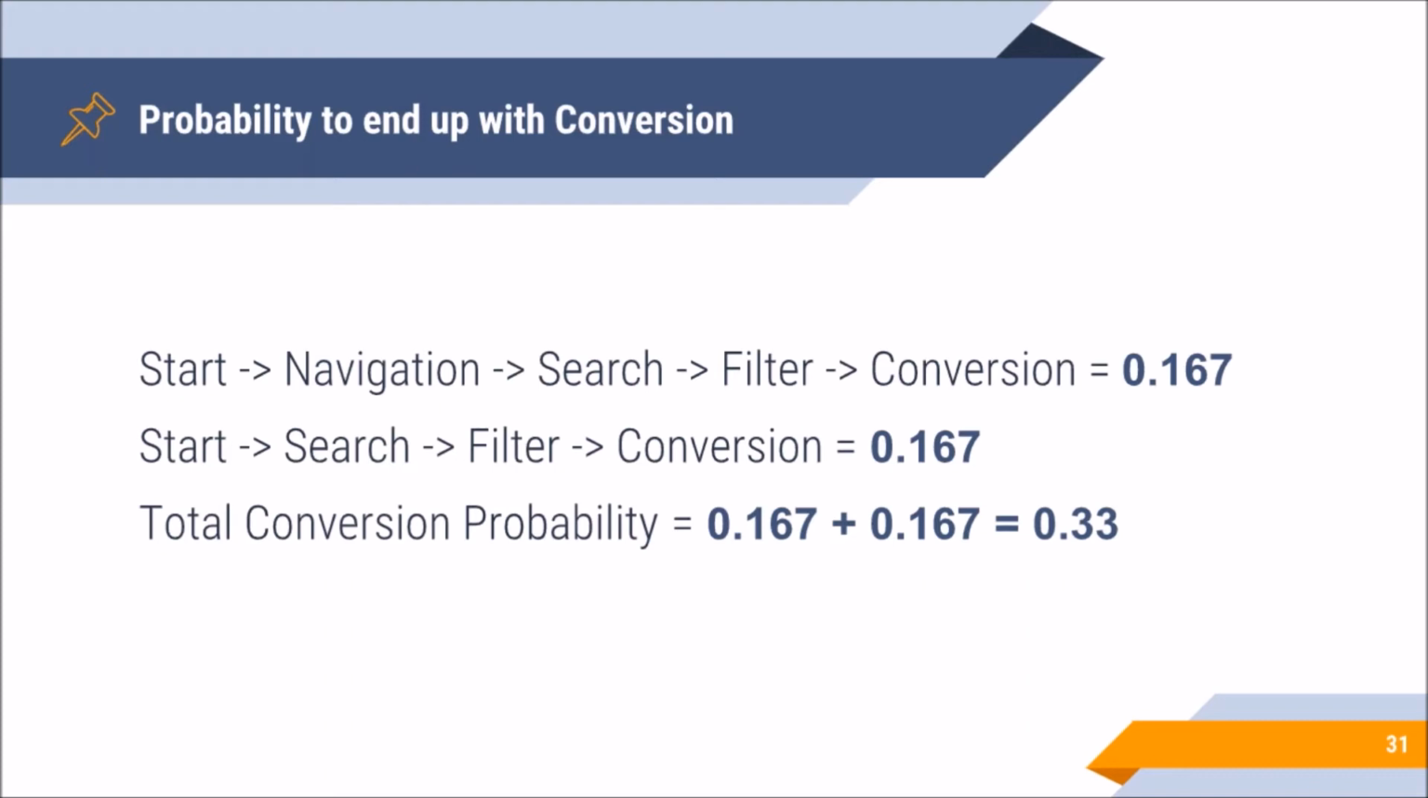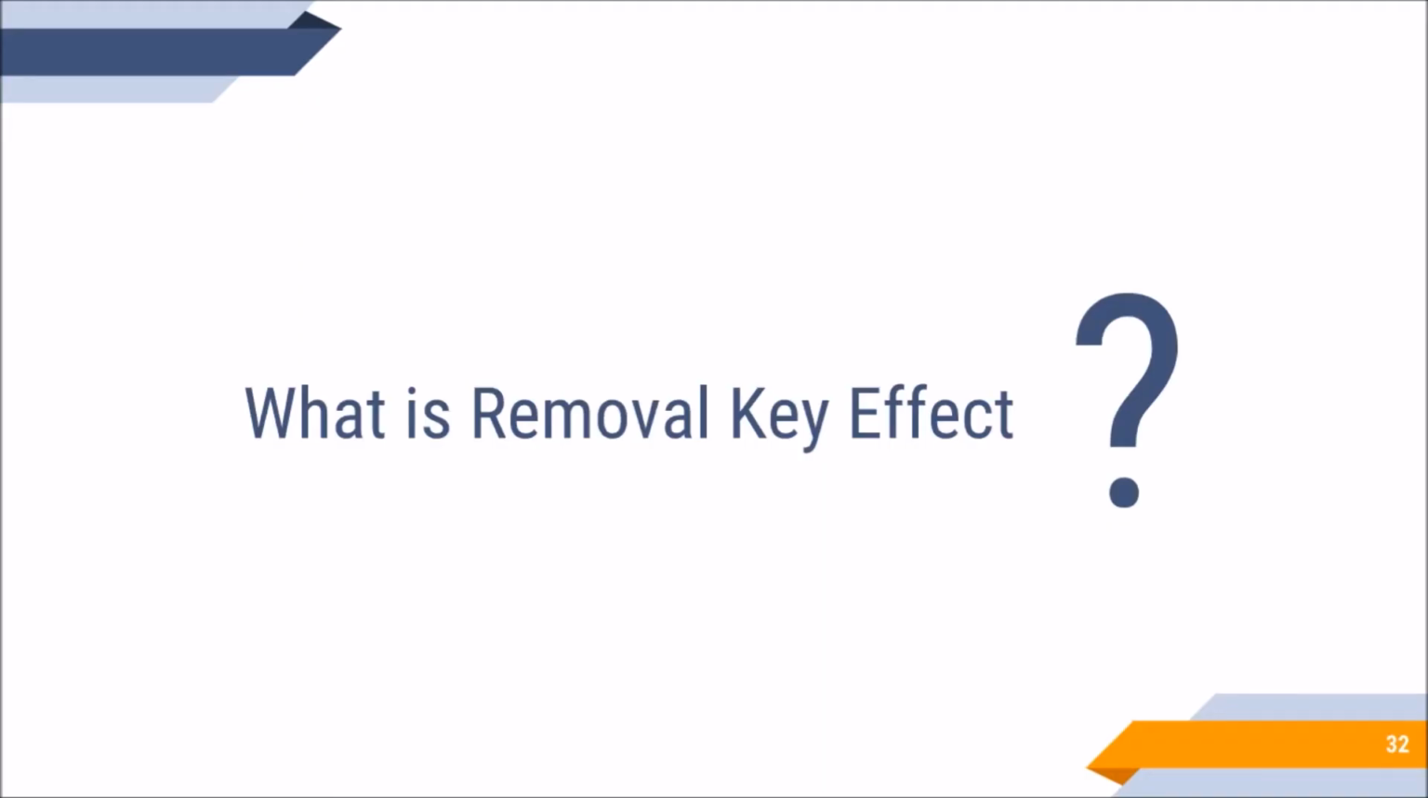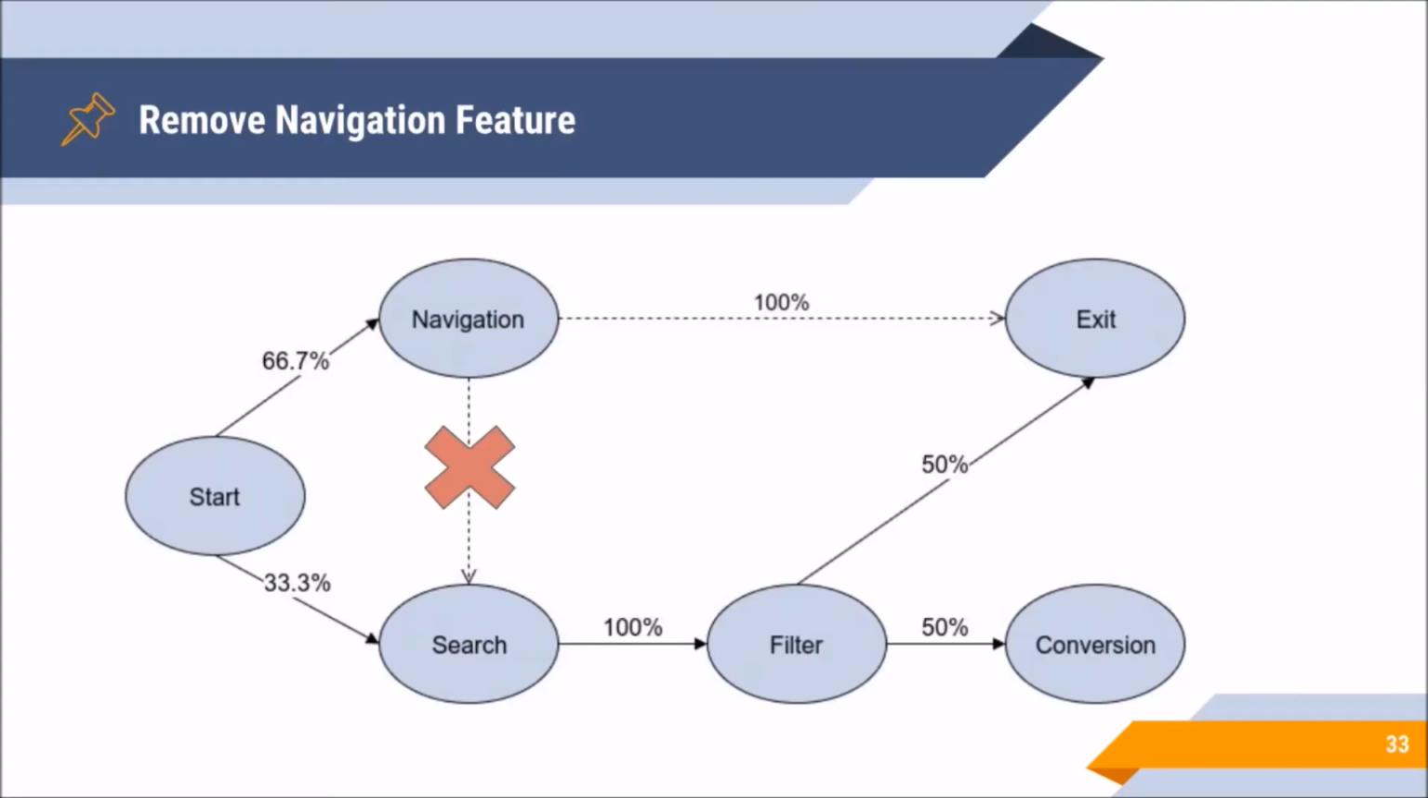With this number, we can calculate the removal effect. So what exactly is the removal effect? The core of the removal effect is to remove each of the features from our model and try to measure its impact or its change on conversions. So in our own example, let's say we remove navigation, and we try to check what is the change, or what is the impact on the total conversions.